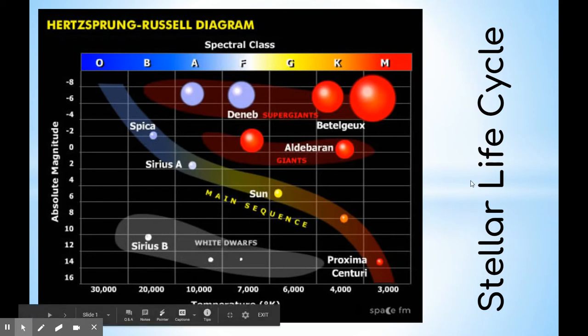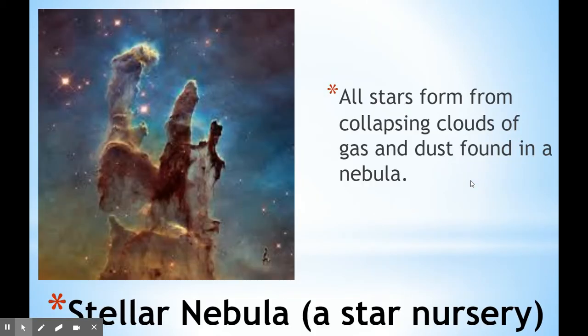So let's talk about some of the different stages that stars go through. All stars start out, or are born, in a cloud of dust and gas called a stellar nebula. This is a picture of the Eagle Nebula in the constellation Orion, taken by the Hubble Space Telescope. There are clouds of gas and dust spread out over the entire universe. And when gravity starts to pull these clouds of gas and dust together, it can become a star.